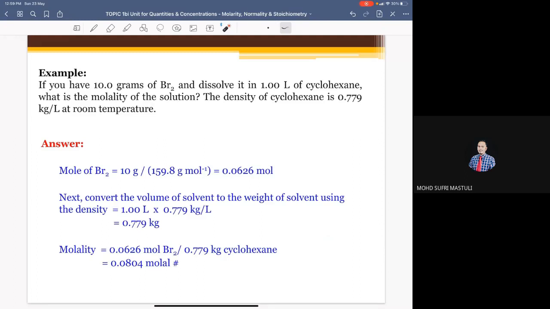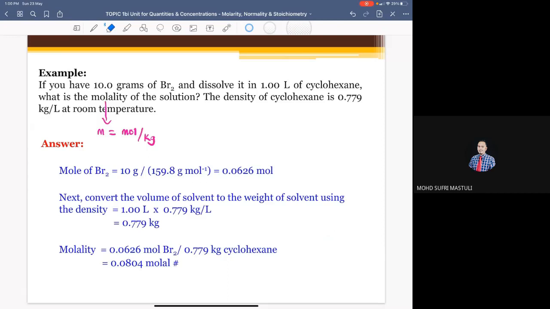Okay, so this example is about molality. If you have 10 grams of Br2 dissolved in 1 liter of cyclohexane, what is the molality? You know, molality is mole per kg. The density of cyclohexane is 0.779 kilogram per liter.